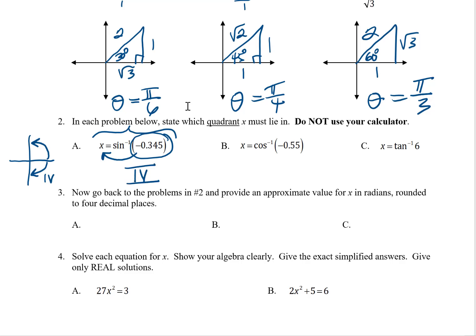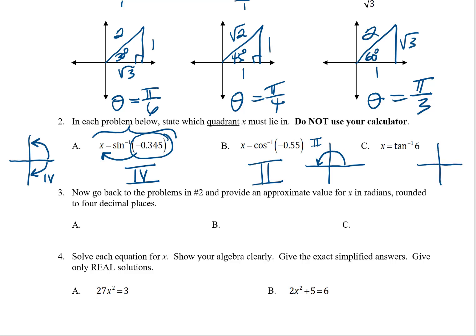Letter B, now I have a cosine inverse statement. Cosine inverse works a little differently. It's only heard of angles between 0 and 180 degrees. Well, my ratio is negative. Again, all ratios are positive in the first quadrant, but I do know that cosine does come out negative. I'm using my all students take calculus mnemonic. Cosine comes out negative in quadrant 2. So x here must be a quadrant 2 angle.